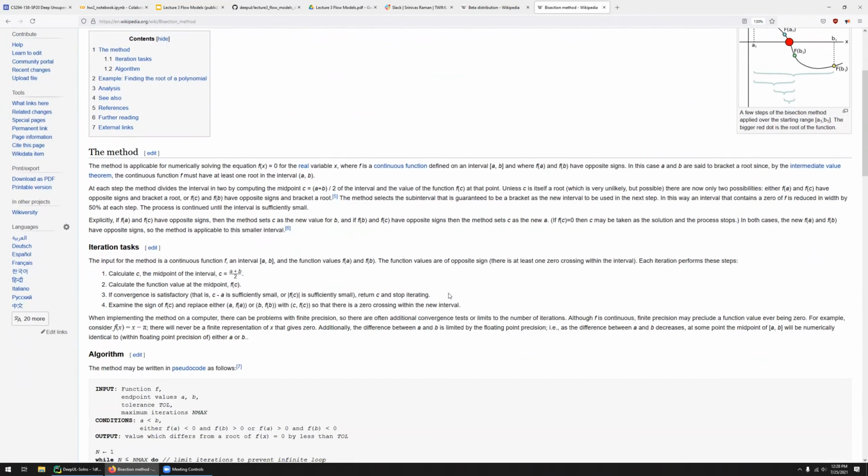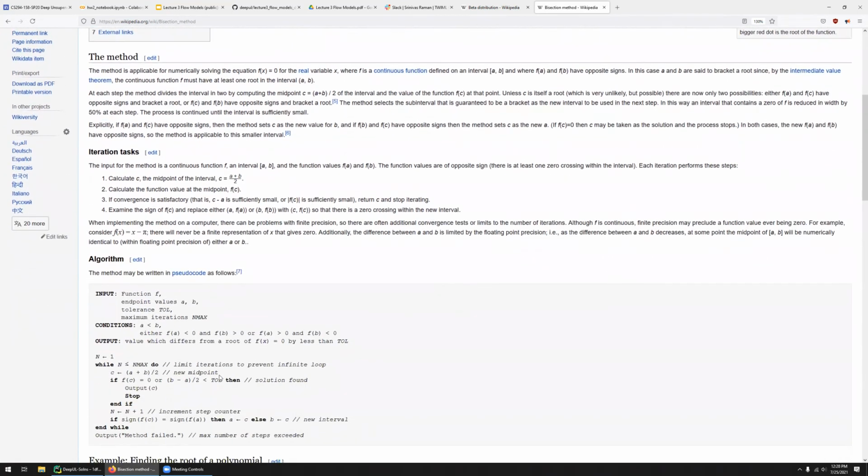Yeah, just take the midpoint of it. It's like Newton's method or something. I learned this way back in numerical analysis. So, yeah.